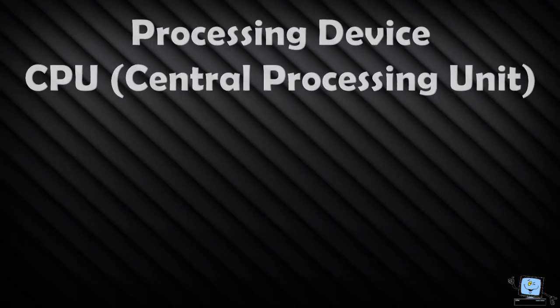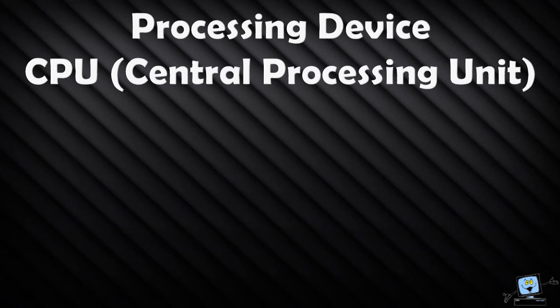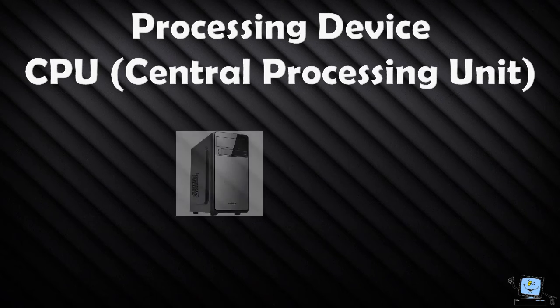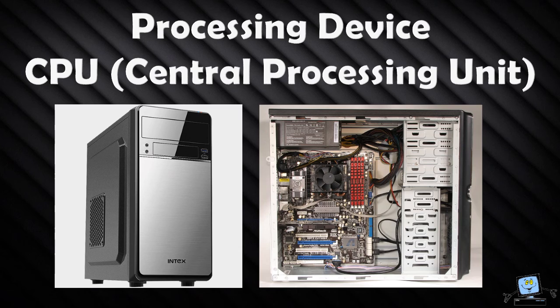Now the third category is processing device. Central processing unit or CPU is a processing device that process input given to a computer, and it is called brain of the computer.